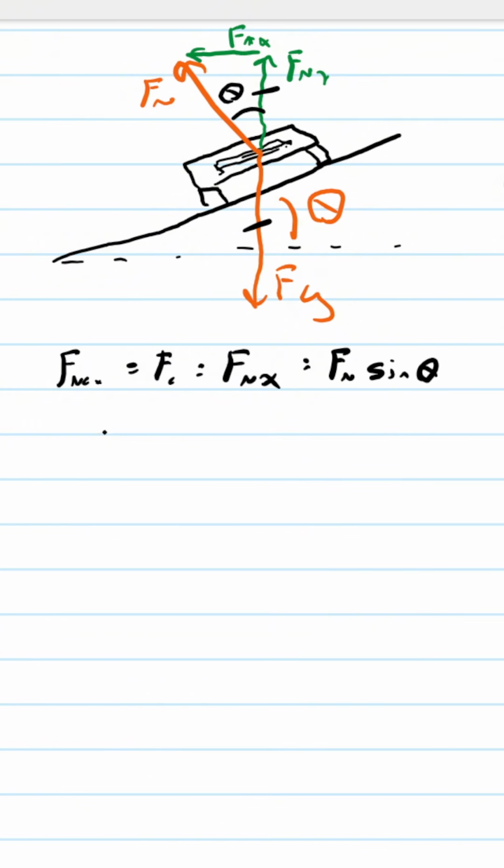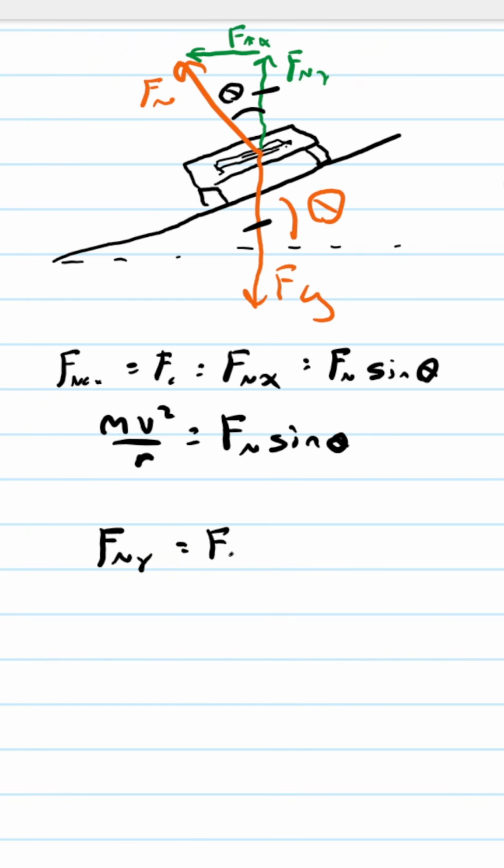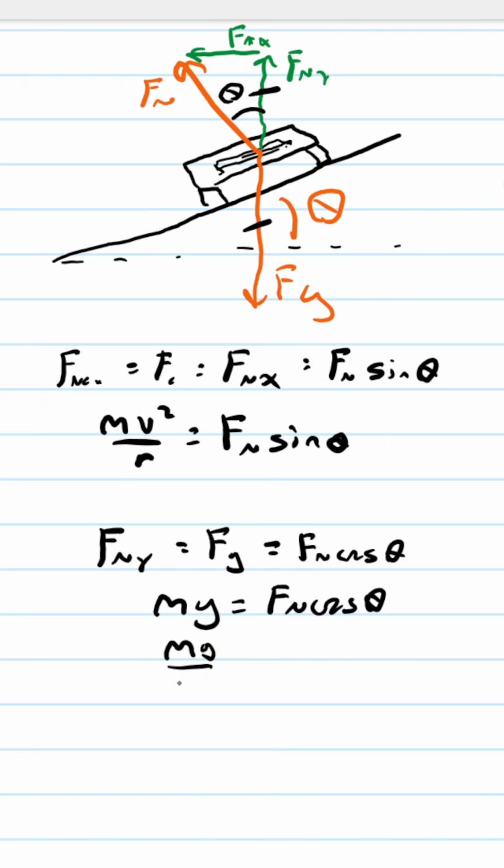Now we can set our centripetal force, which is mass times velocity squared over radius, equal to this force normal sine of theta. Now we don't have an expression for this normal force, but we can find it in the y direction. So in the y direction, the force normal y equals the gravitational force Fg. And Fn in the y direction is going to equal Fn cosine of theta, since it's adjacent to the angle theta. And so now we can break out the force due to gravity as mass times gravity equals Fn cosine of theta. Now all that's left to do is rearrange our equation and substitute in for the normal force.